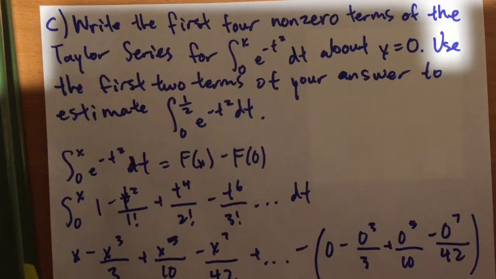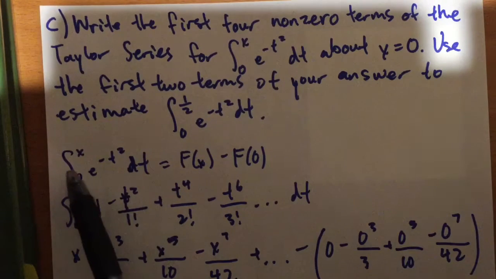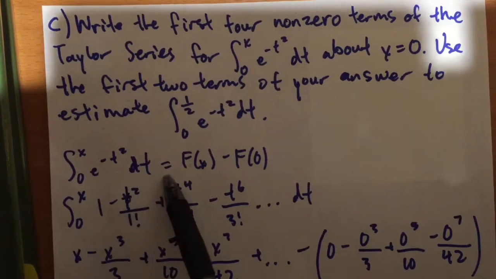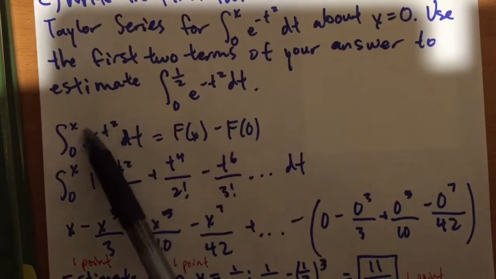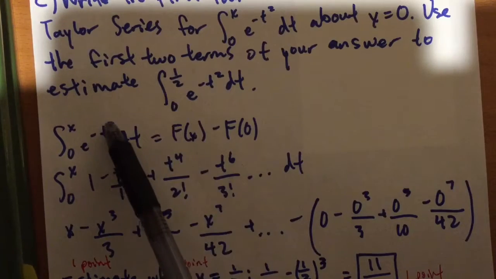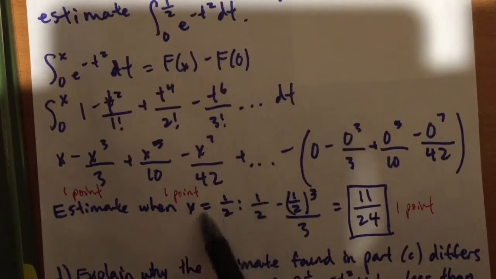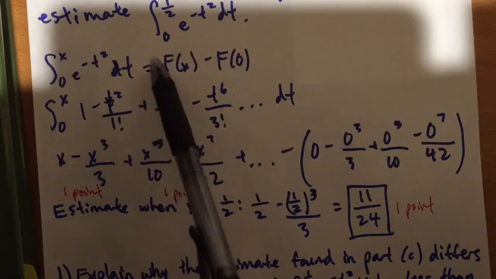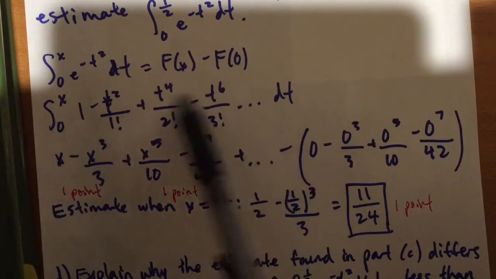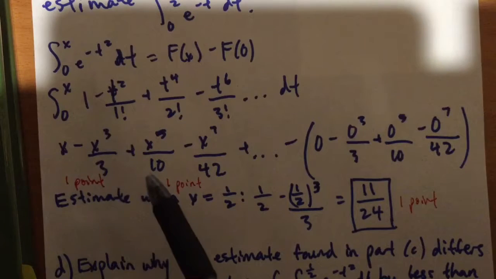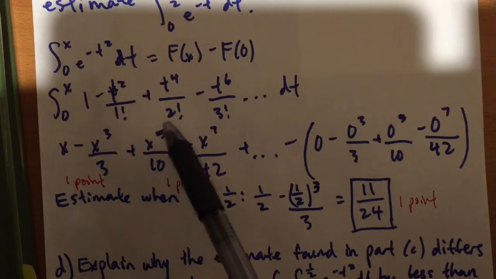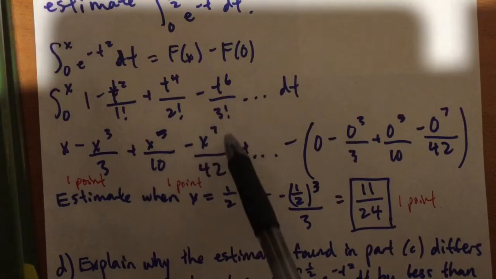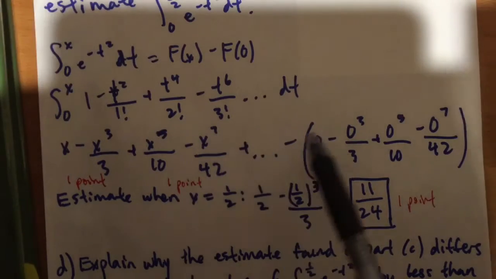The first thing we do is we apply the fundamental theorem of calculus. Integral from 0 to x of e to the negative t squared dt is equal to the antiderivative of this function at x minus the antiderivative of this function at 0. Substituting the Maclaurin series that we know for e to the negative t squared into this integral, we get the integral from 0 to x of 1 minus t squared plus t to the 4 over 2 factorial minus t to the 6 over 3 factorial, and on and on and on.